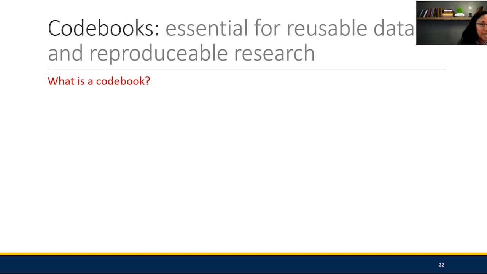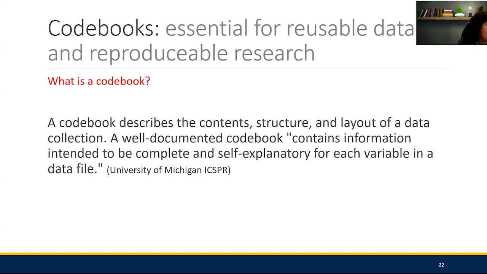A code book describes the contents, structure, and layout of a data collection. A well-documented code book contains information intended to be complete and self-explanatory for each variable in a data file. Someone should be able to pick up your code book and not have to consult you to understand the variables, the content, structure, and layout. This should be a document that lives beyond you and your current team.